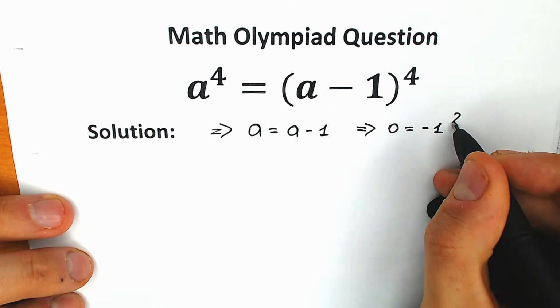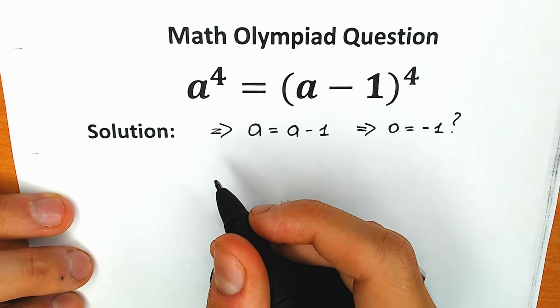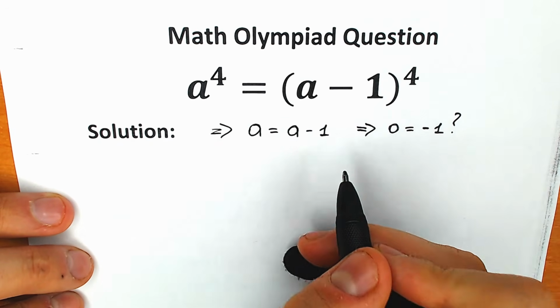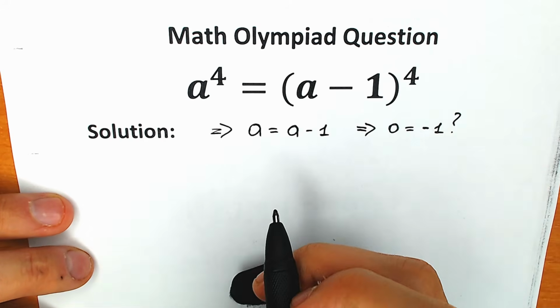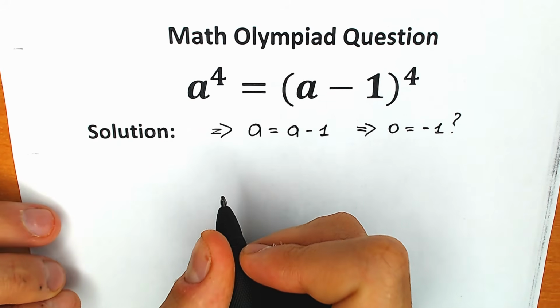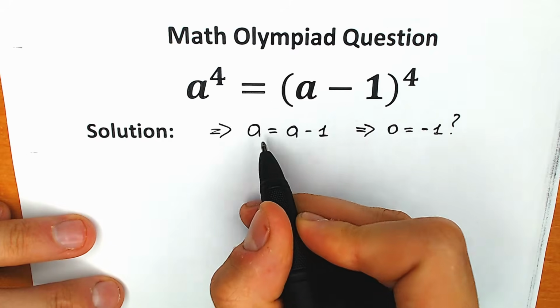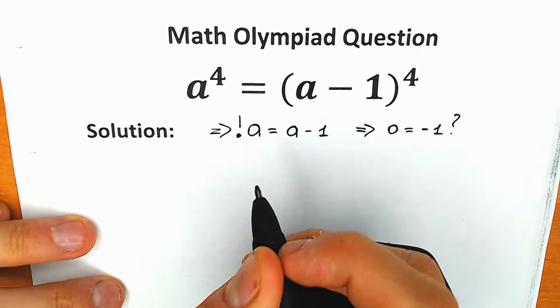And then a lot of students might be thinking maybe this question has no roots because we have a really weird expression, 0 equal to minus 1. And right now I'm going to show you how we can solve this question correctly and step by step, because this is an absolutely wrong approach.